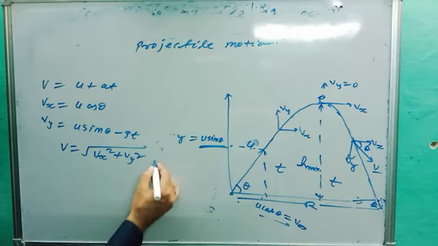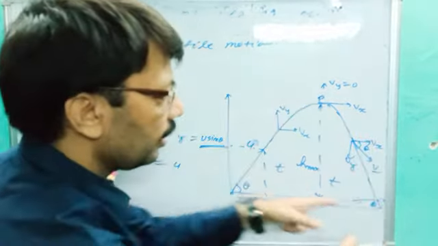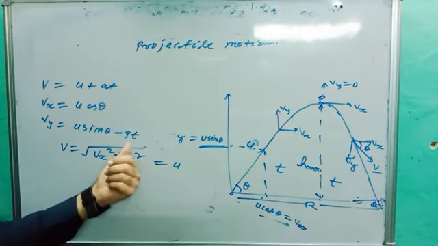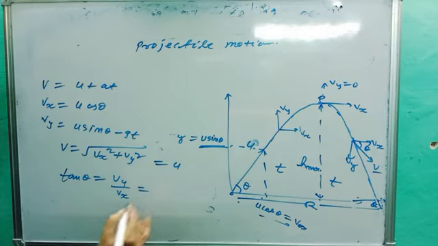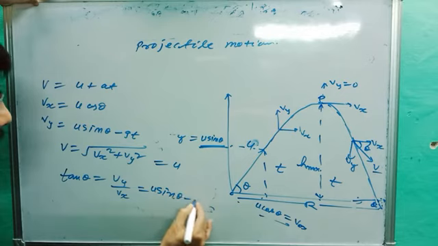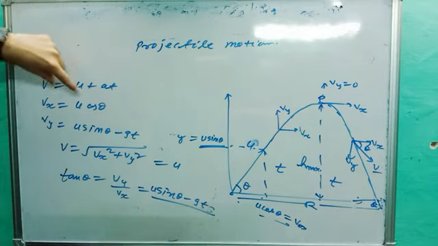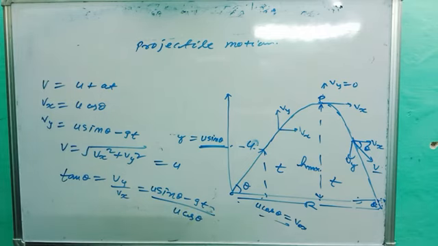And if you solve again, you will get u. The body is thrown with u. When it hits the earth, it will hit with the same velocity. So if you put these values and the value of t, then you will get u again. Last point, tan theta direction. Tan theta is equal to Vy upon Vx. Vy is u sin theta minus gt upon Vx, which is u cos theta. Very, very important.